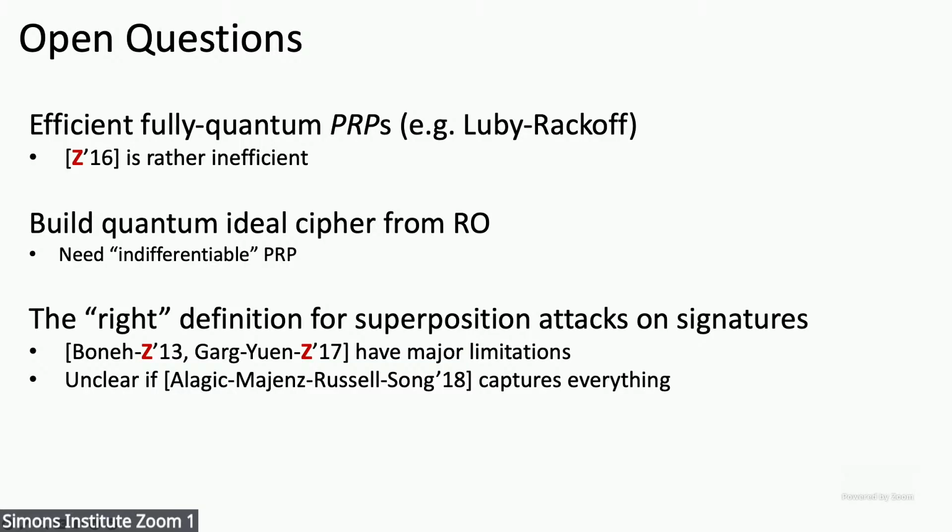But there are a lot of open questions here. For example, we know how to do PRPs against superposition queries, but they're rather inefficient. We don't know how to prove Luby-Rackoff is secure. I won't talk about indifferentiability. And also in this model, superposition queries to signature schemes, we might have the right definition. Again, I think this comes down to the question of what's best for use in security proofs versus what actually captures real attacks. This is good for security proofs, not great for attacks, I think. The status is open here. And with that, I will finish.